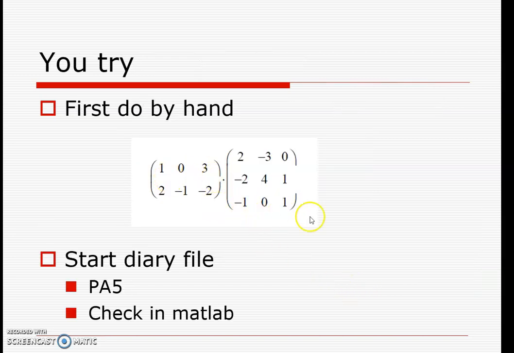So here's one. I want you to probably pause the video, do it by hand, and then once you check it, then we'll check it in MATLAB. You start a diary file. So a 2 by 3 and a 3 by 3, row by column. Give it a shot, and I've got the answer on the next slide.